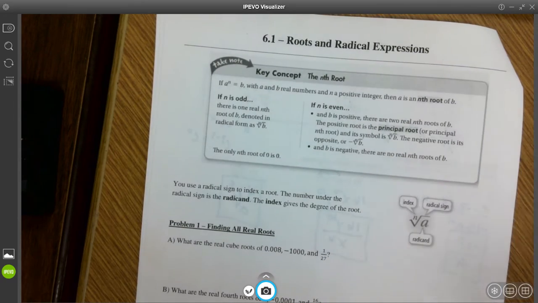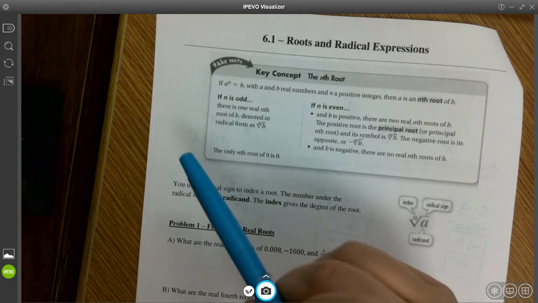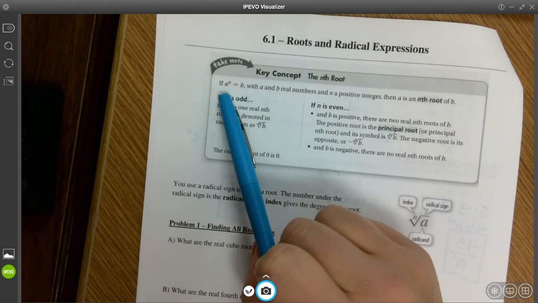6.1, having fun with 6.1. Roots and radicals, that's where we're starting off this chapter. Chapter 6 is 2 sections. We have 2 different chapter tests, so we broke it up.